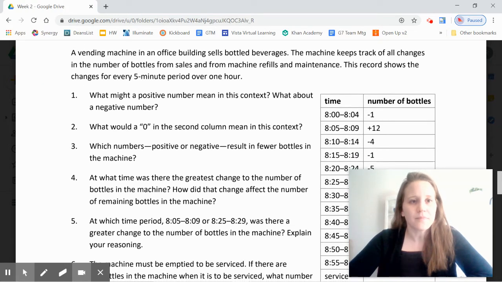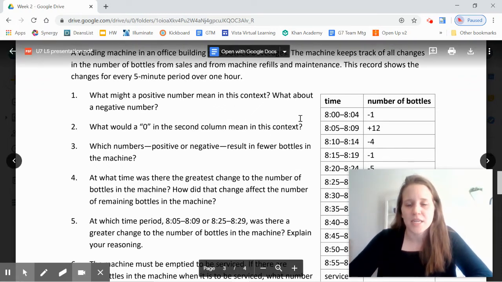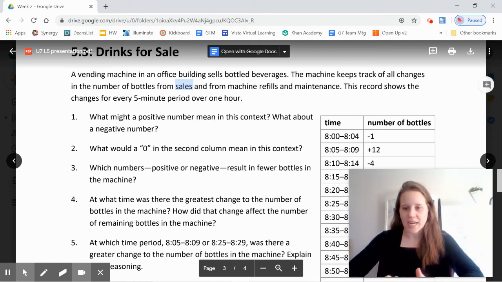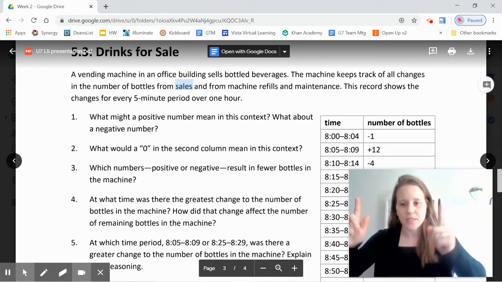So that's actually what we're going to talk about, the number of drinks inside. Let's read. A vending machine in an office building sells bottled beverages. The machine keeps track of all changes in the number of bottles from sales and from machine refills and maintenance. Wow, that question was confusing. I'm going to read it one more time. The machine keeps track of all changes in the number of bottles from sales, refills, and maintenance. Let's think about that for a second. Think about how many bottles are in the vending machine at any given time. If bottles are being sold, do you think the number of bottles in the vending machine would increase or decrease?